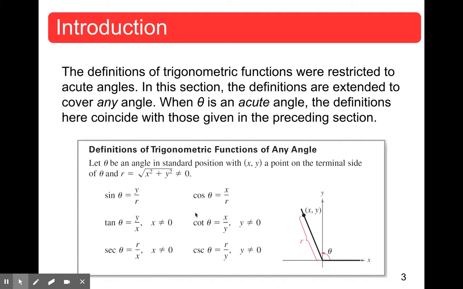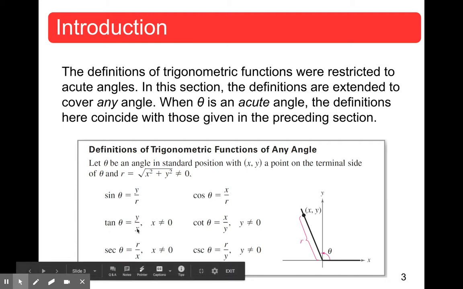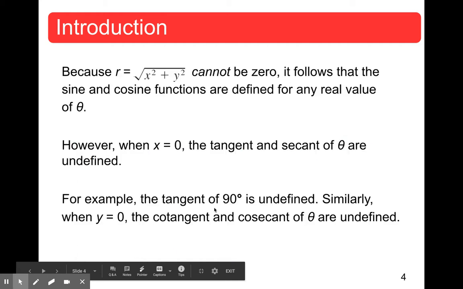Okay, so your definition, sine is still the y value over the hypotenuse. Cosine is x over hypotenuse. Tangent is y over x. And then their inverses follow suit just like they did last section.